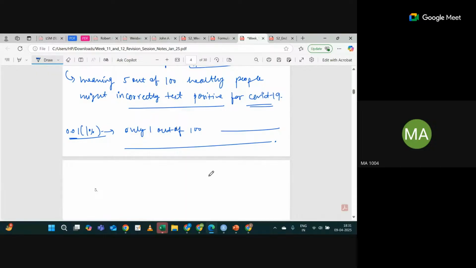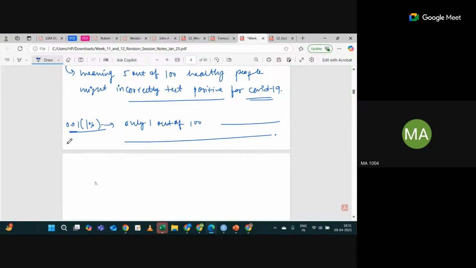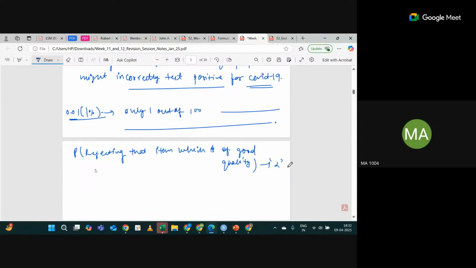I'm going to give you some scenarios. Suppose I'm saying the probability of rejecting the item or product which is of good quality. What is this: alpha, beta, or 1 minus beta? Alpha, type 1 error. So this is possible. Suppose alpha is 5%, then 5 out of 100 items were of good quality, but by mistake we rejected those items, right?